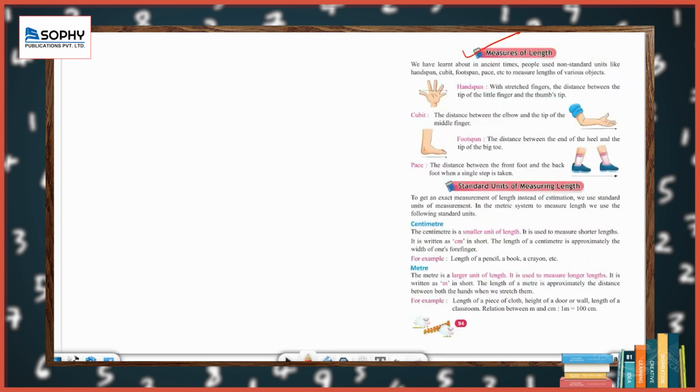Now let's look at the measures of length. We have learnt that in ancient times people used non-standard units like handspan, cubit, footspan, pace, etc. to measure the length of various objects. Handspan means when we stretch our fingers, the distance between the tip of the little finger and the thumb tip, that is the handspan. Now what is cubit, students? The distance between the elbow and the tip of the middle finger is the cubit. What is the footspan? The distance between the end of the heel and the tip of the big toe, that is the footspan. What is the pace, students? The distance between the front foot and the back foot when a single step is taken is called the pace.